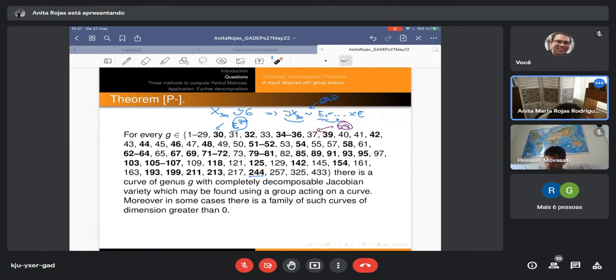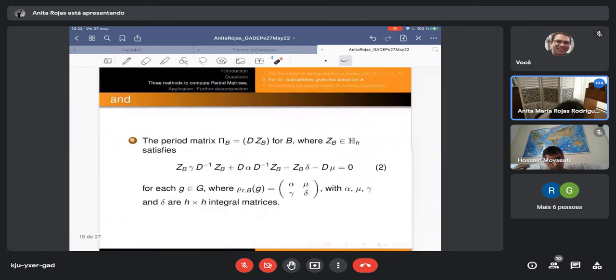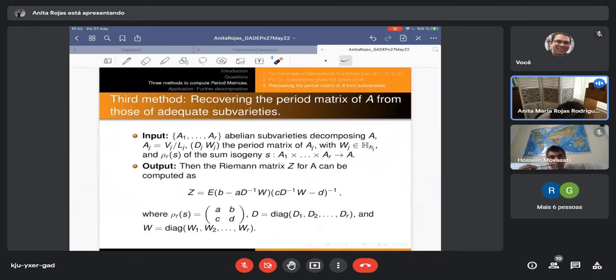So if you start with a curve of genus 38 and you decompose its Jacobian variety using group action, you will get some big pieces which are not elliptic curves, but you can study them with these methods I told you about. That's sort of the project.